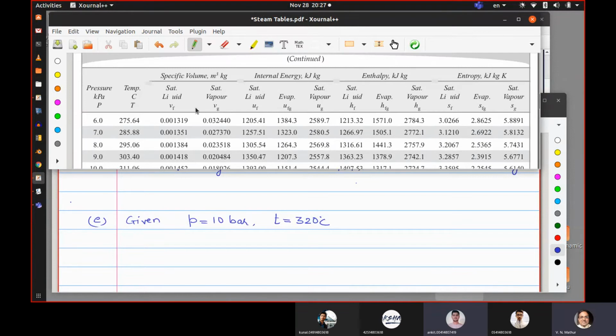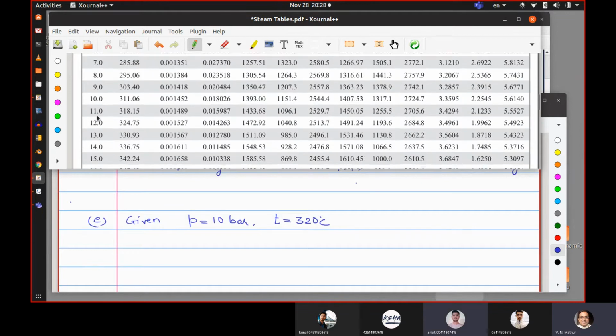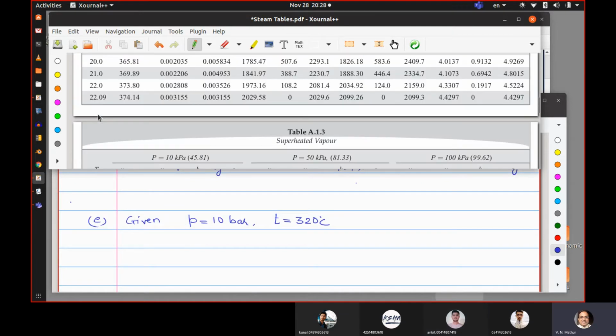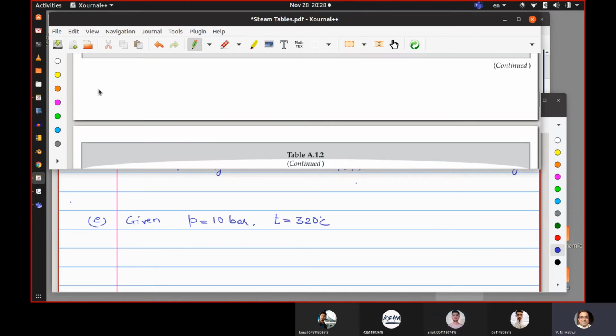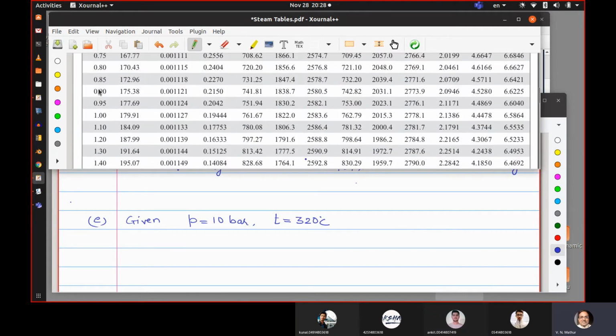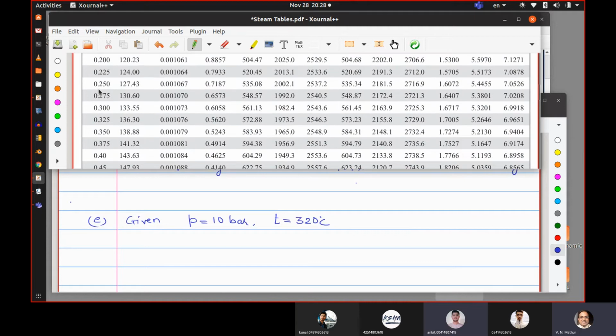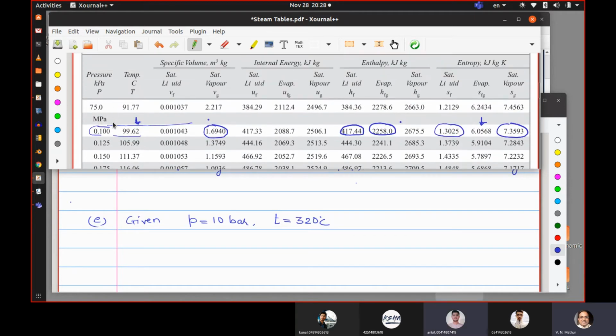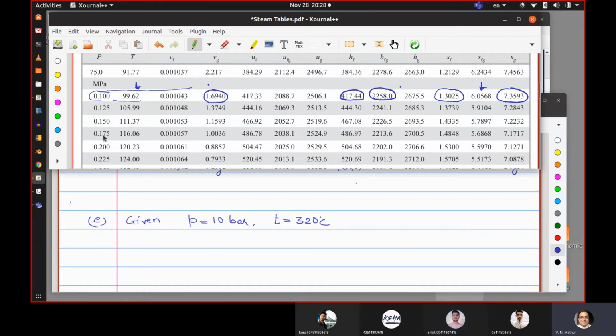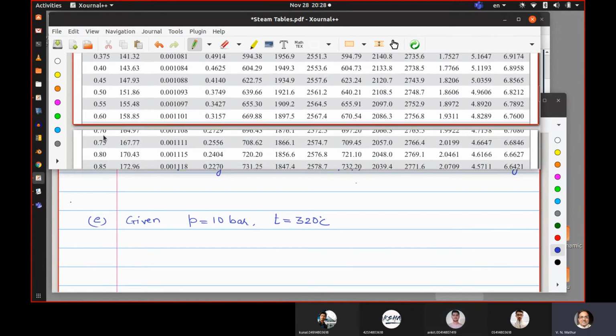That's good. So 10 bar corresponds to 1 megapascal. These values are in kilopascal. As you move, these are not in kilopascal. These are in megapascal. There seems to be a typing error. These are in megapascal. So 10 bar is 1 megapascal.